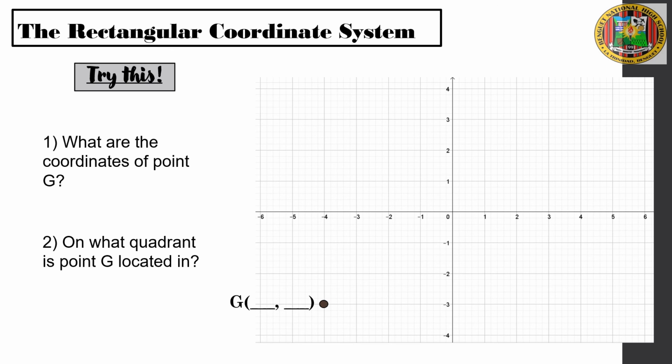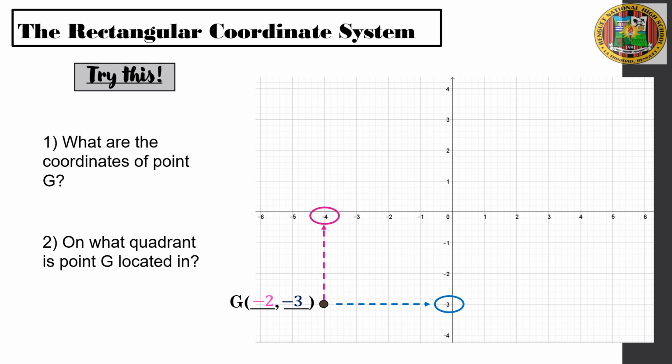We see that the point is aligned with -2 on the x-axis and -3 on the y-axis, which makes the coordinate of point G be -2, -3. Did you get it right? Good job!